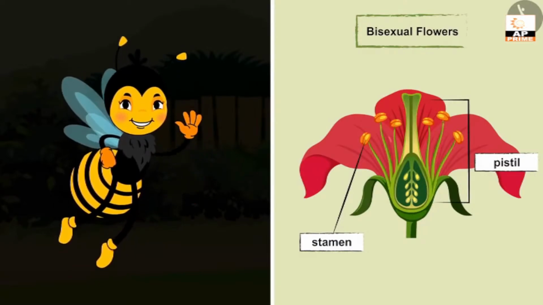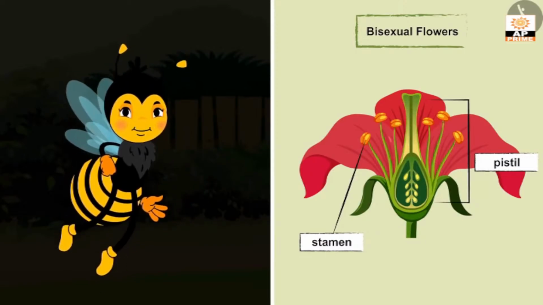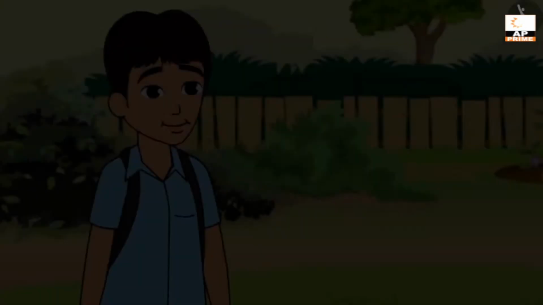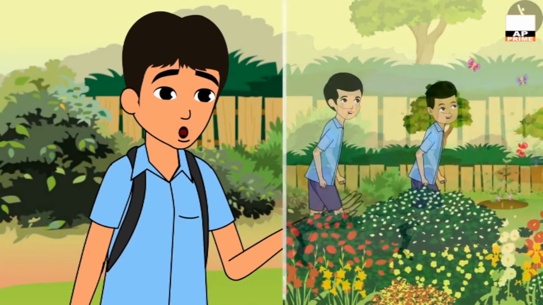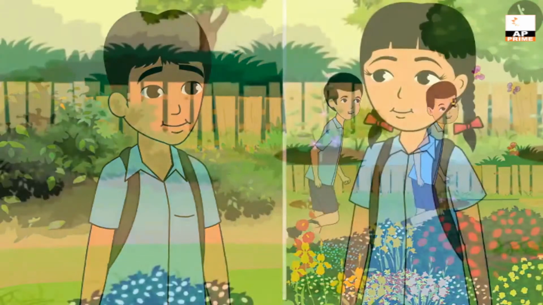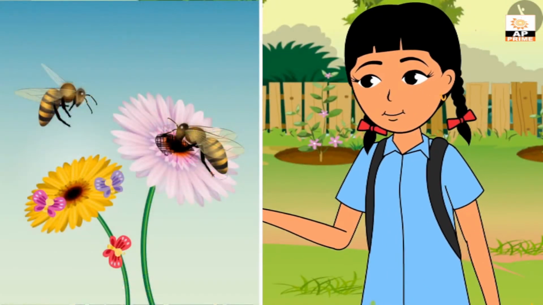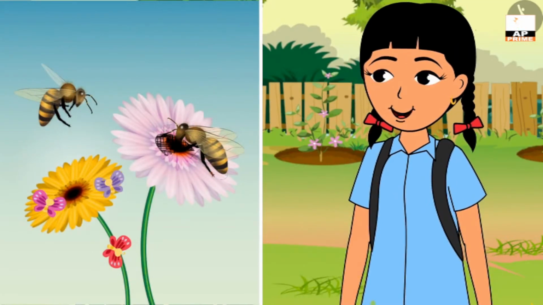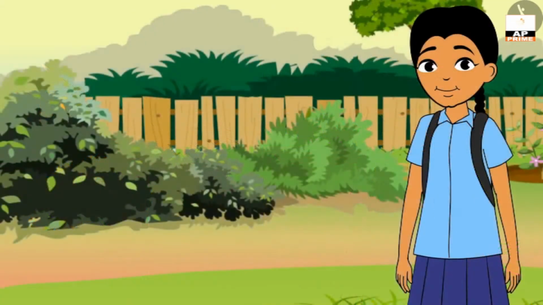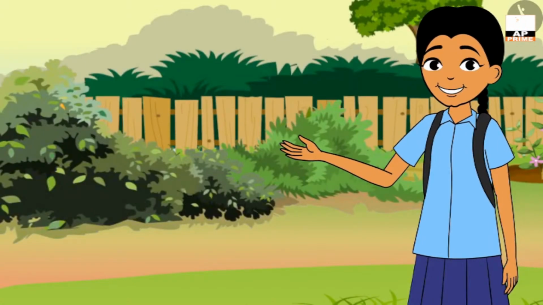That is known as the stamen, and the female reproductive part is known as the pistil. Look at Raja and Vijay, how they are running after the butterflies. Where there are so many flowers, it is obvious to have a lot of butterflies and honeybees. Yes, because they get to suck the nectar of so many flowers.